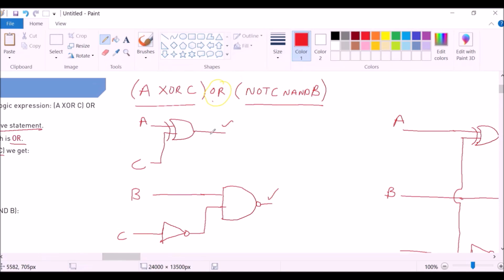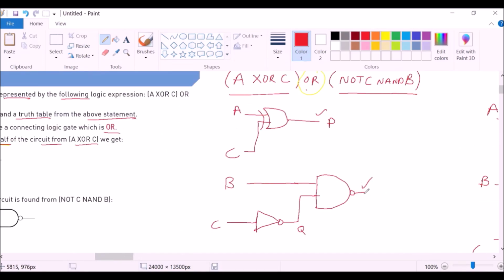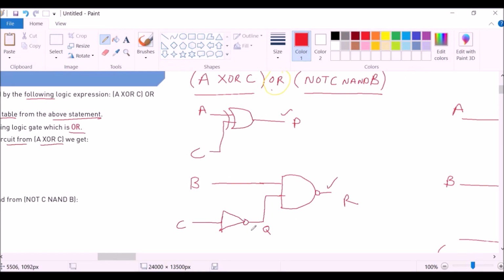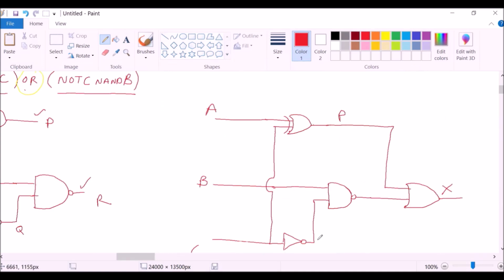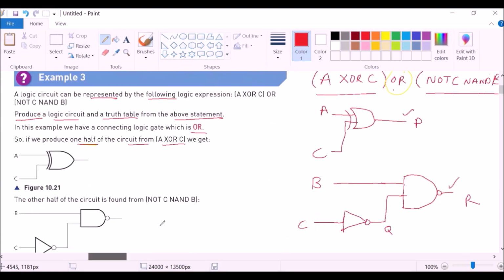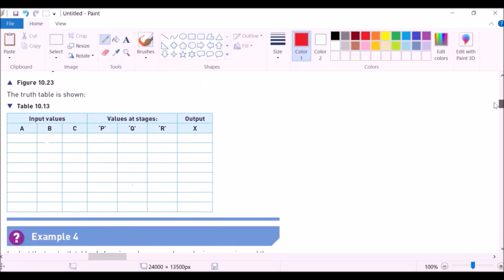For our first circuit, A XOR C, we can call the output P, and not C as our output Q here, and the output of not C, NAND B, as R. The output of every logic gate has to be labeled. And then our final output here, X. So this is P, Q, then R, and then finally X. So we go to our truth table.